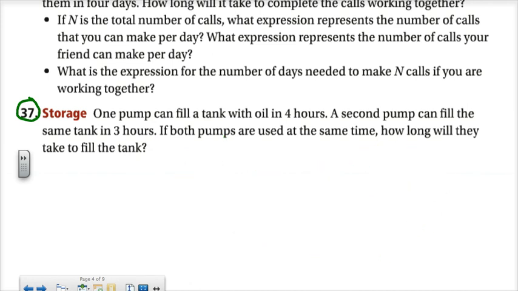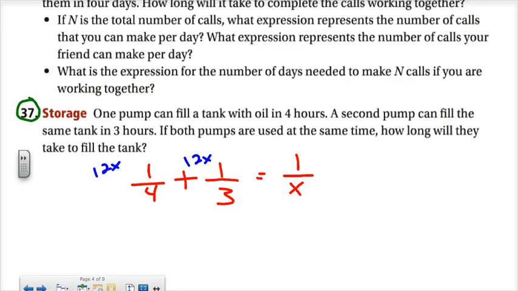Then number 37 is very similar. One pump can fill the tank with oil in 4 hours. A second one can fill it in 3 hours. If both pumps are used at the same time, how long will they take together to fill the tank? So this one, basically it's just different denominators, but our least common denominator here is going to be 12x. So we're going to multiply by 12x, all of the numerators.